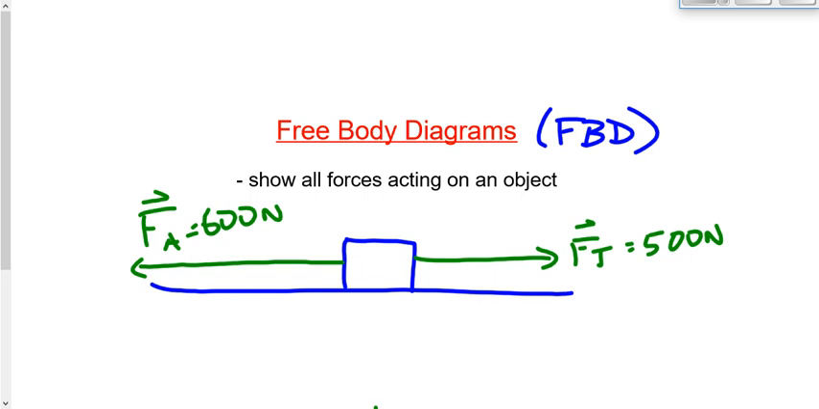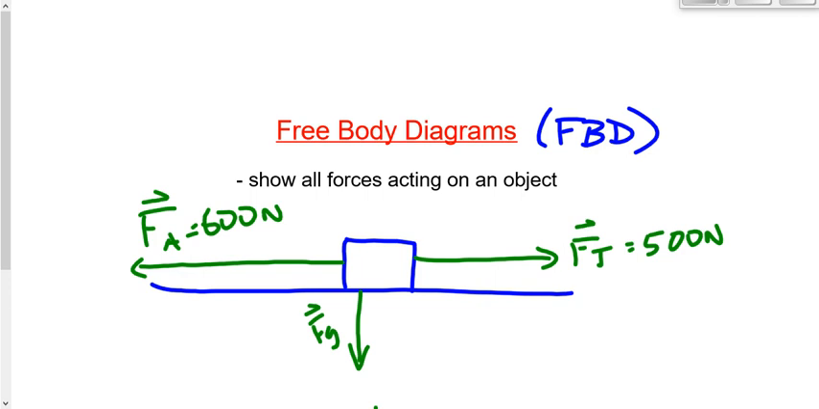Who told me about gravity? Gravity's acting down. We don't know how that value of gravity compares to the applied force by Nick. We don't know how that force of gravity compares to the force by Jacob. So we can't really draw that the proper length because we don't know its value. But if we get the direction correct, that's good enough.